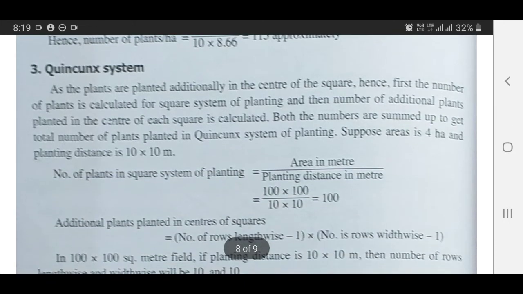The third system is the quincunx system. It is nothing but a square system. Only a filler plant is planted in the center of each square.